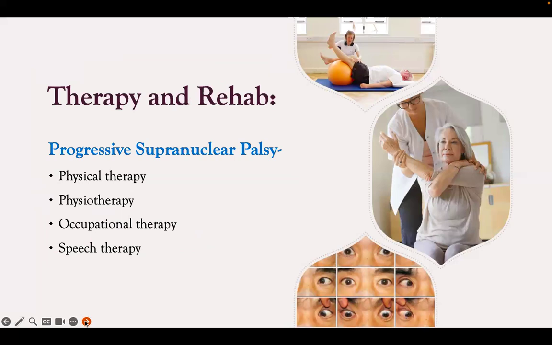As for therapy and rehab, progressive supranuclear palsy, as stated, is more of a full body effect. So some of the therapy includes physical therapy to manage pain, stiffness, and discomfort while improving balance and gait. Something they commonly learn is how to fall to minimize injury risk.